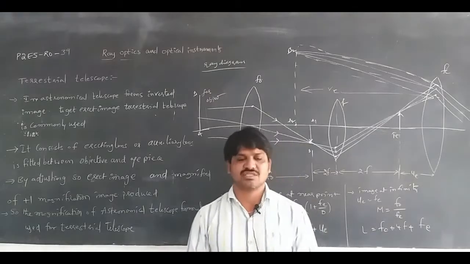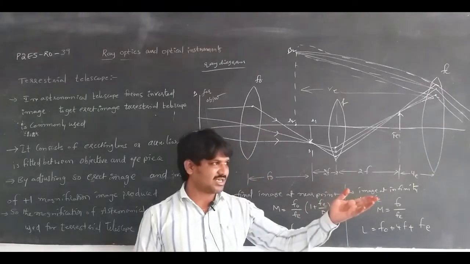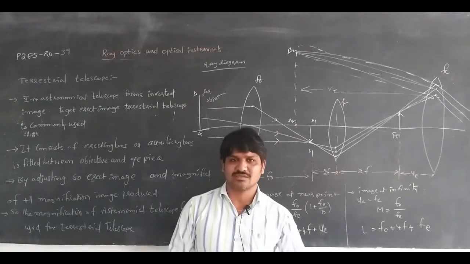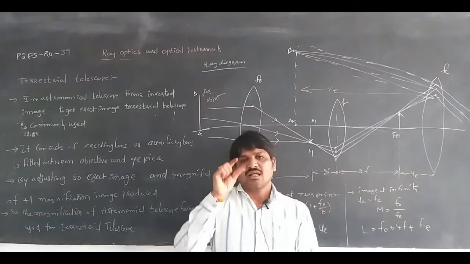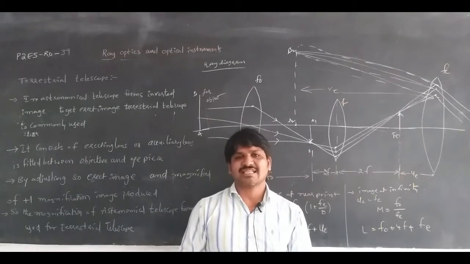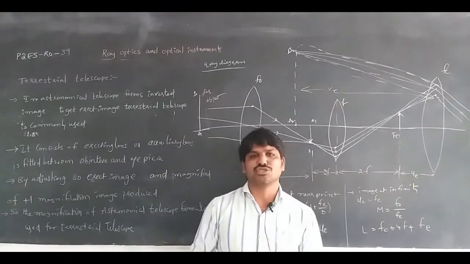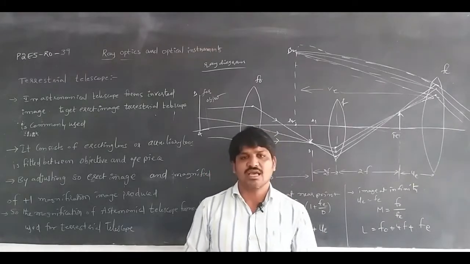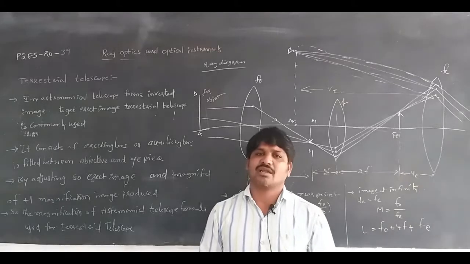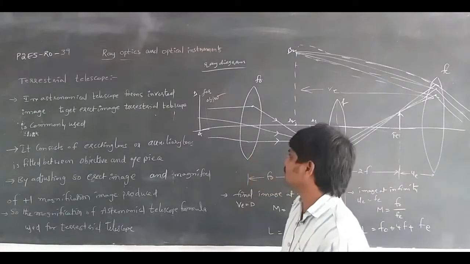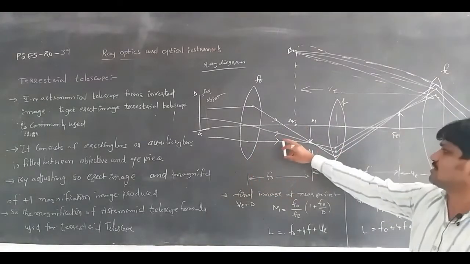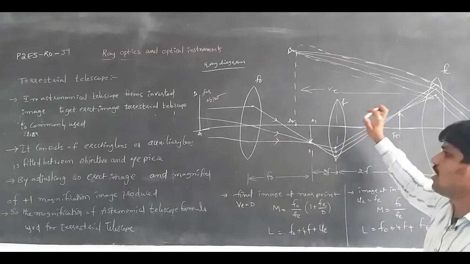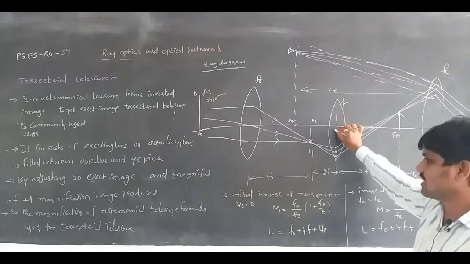Whenever we are watching cricket, or the boundary, we can't see erect images by using the astronomical telescope. So another lens, an erecting lens or auxiliary lens, is used between the two lenses, the objective and the eyepiece lens. This lens is called the erecting or auxiliary lens.